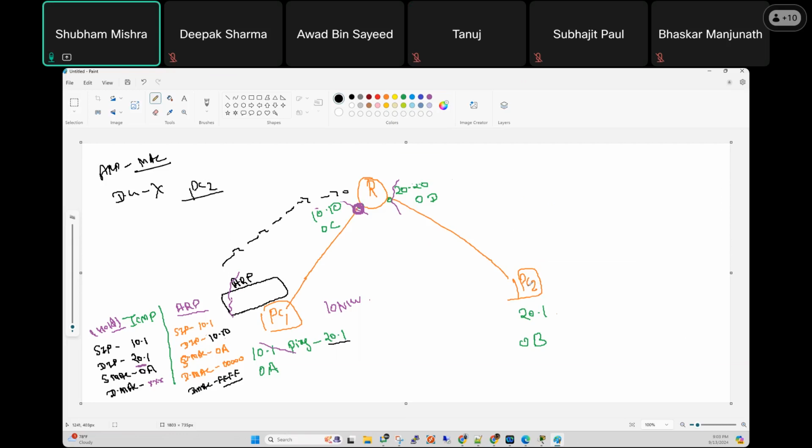This is not possible. Your ARP packet is going max to max to the default gateway. PC number 1 is sending the ARP packet and it is going max to max here. So this ARP packet will find out the MAC address of its default gateway, not the destination. Are you getting my point? Understood.